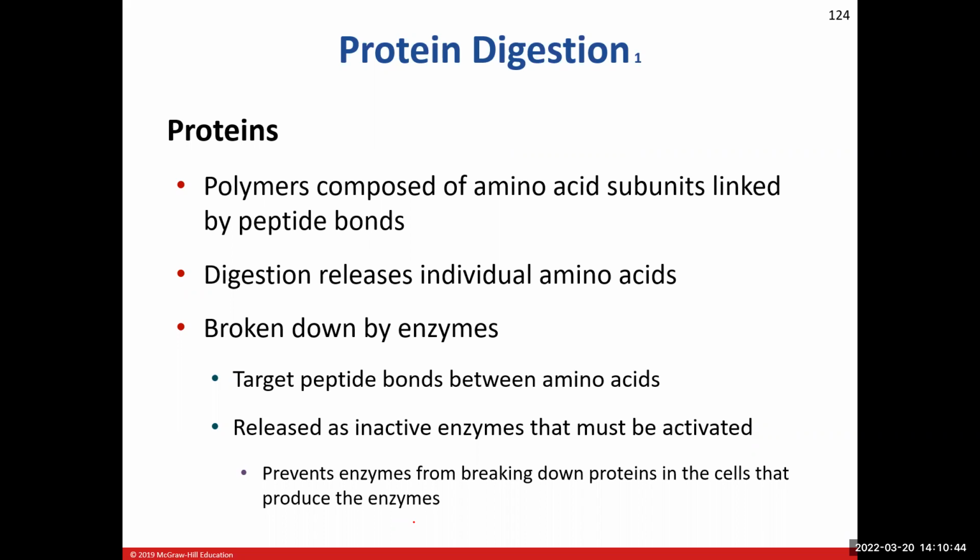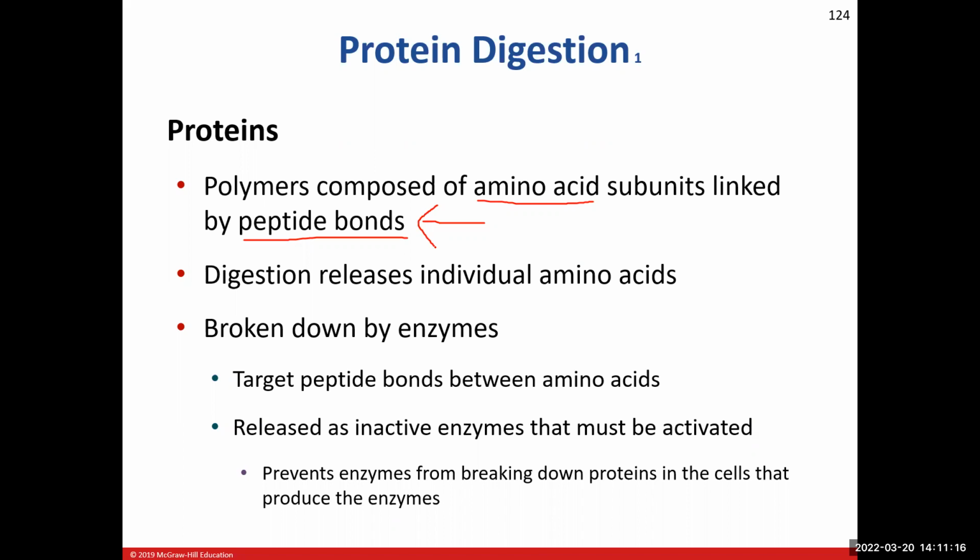So our proteins, what are the building blocks of proteins? Amino acids. You should also know that amino acids are bonded together by peptide bonds. So when we are digesting our proteins, we're trying to break them down into individual amino acid units. So we need to find enzymes that can break down these peptide bonds. So we've got a couple, and we'll talk through them.